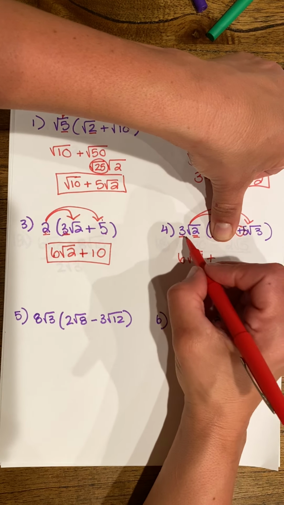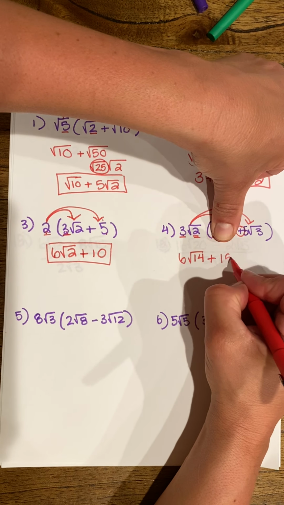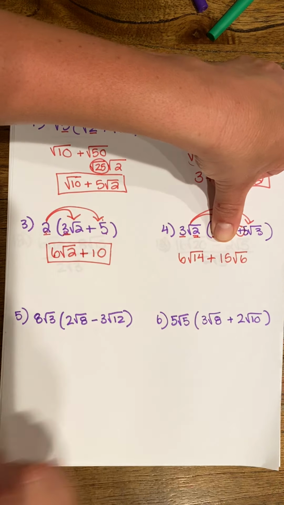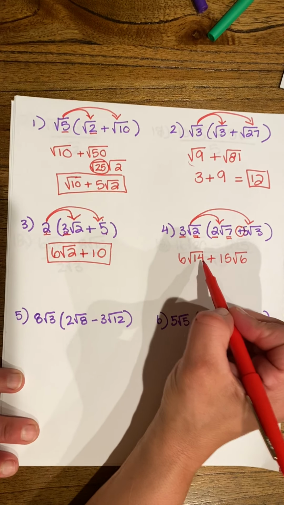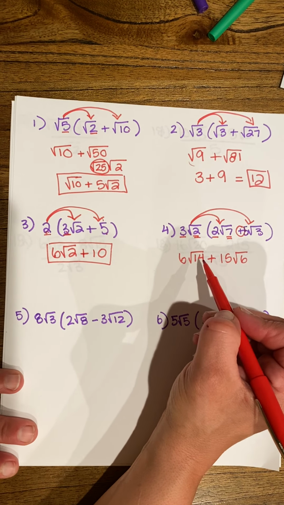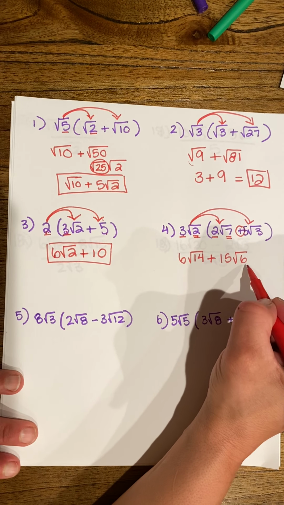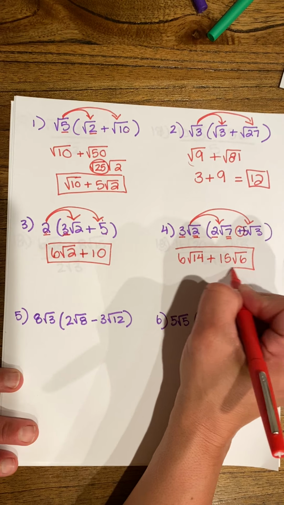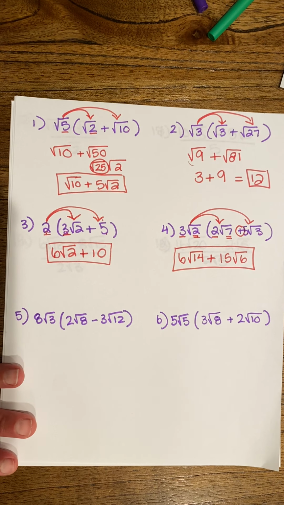Outside times outside is 3 times 5, which is 15. Inside times inside is 2 times 3, which is rad 6. We're going to check to see if we can break down 14 anymore, which we cannot. We're going to check to see if we can break down 6 anymore. We cannot. So we're going to call it a day and box it up.